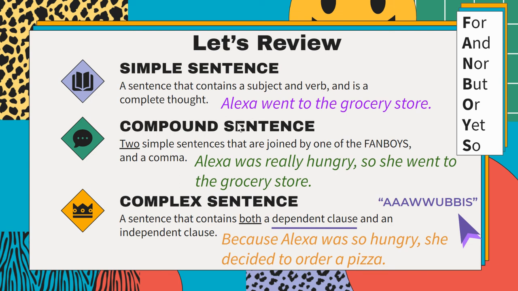I also want you to note, particularly with these compound and complex sentences, that I'm saying the character's name first, or I'm saying the person's name first. So I'm saying Alexa was really hungry, so she went to the grocery store. And I'm not saying she was really hungry, so Alexa went to the grocery store. That doesn't make as much sense. So I want to put the character's name first.